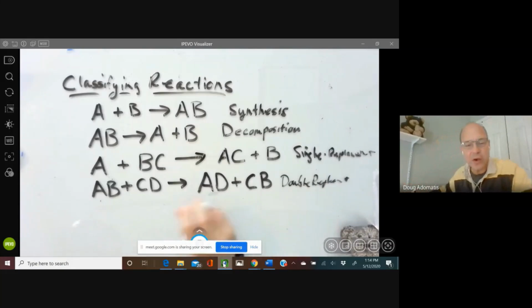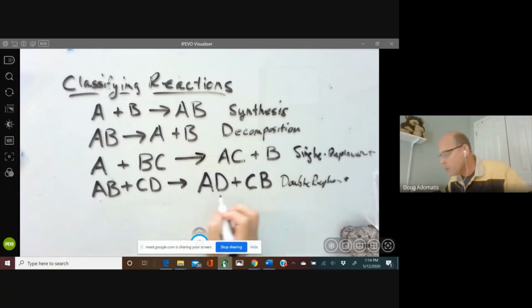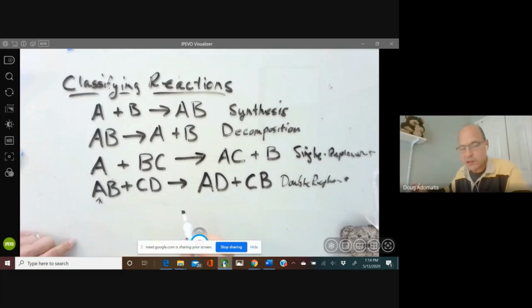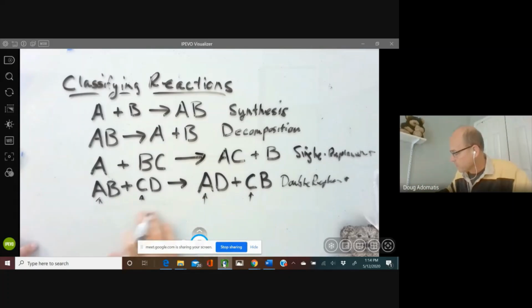There's a lot going on there, and the only thing you have to keep straight is to look over here, and the position of the elements tells you how you need to follow through. So if A comes first over here, A has to come first over here. If C comes first over here, C has to come first over here, because A and C are the metals, and then B and D are the non-metals if it's some sort of binary ionic compound that we're talking about.